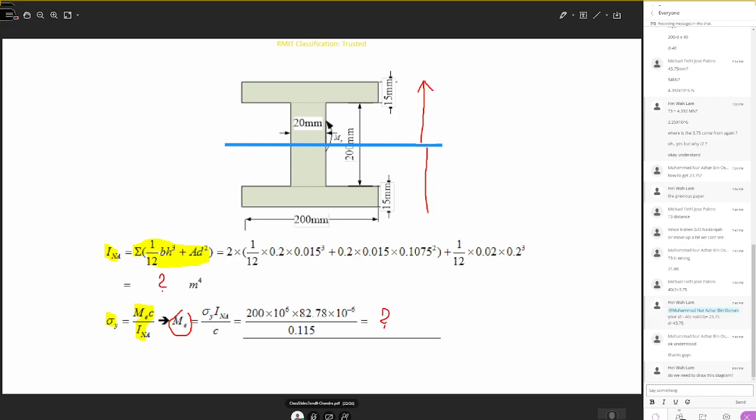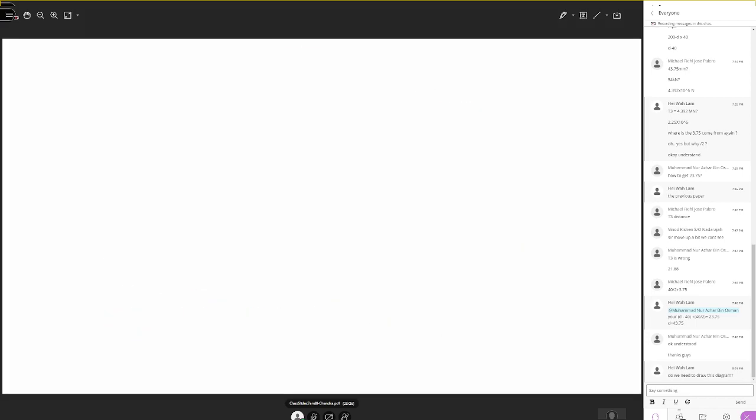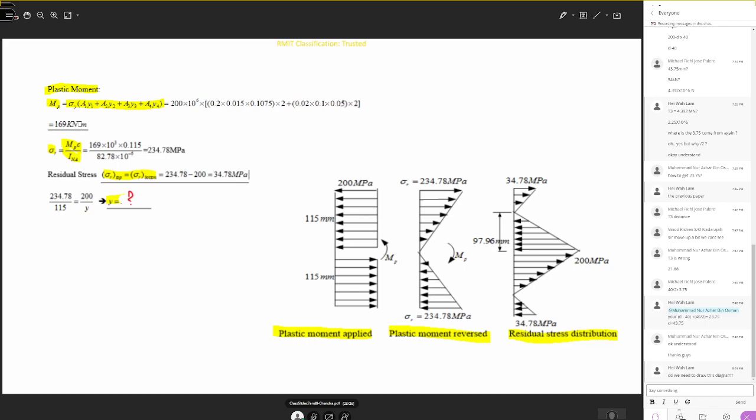So this is a perfect symmetric body. So the farthest point distance is the same to the top and bottom, which is 115 mm. Okay, so you can use this and you can calculate the elastic moment. Okay, so the plastic moment again, you can calculate. Okay, so you can apply the same thing. Okay, you can identify the zones of tension and compression for that.